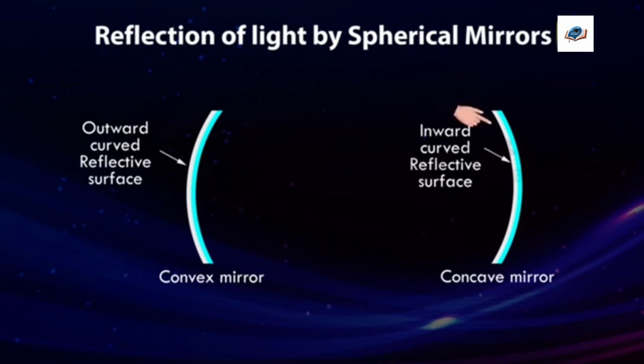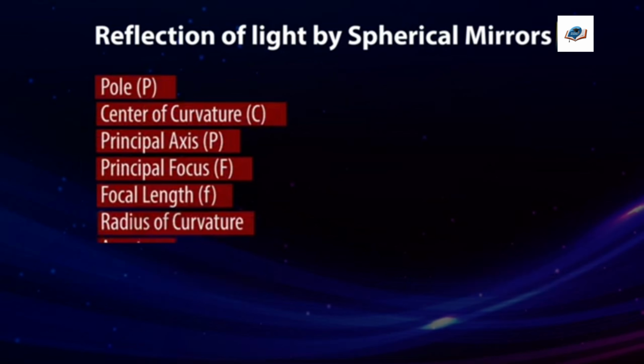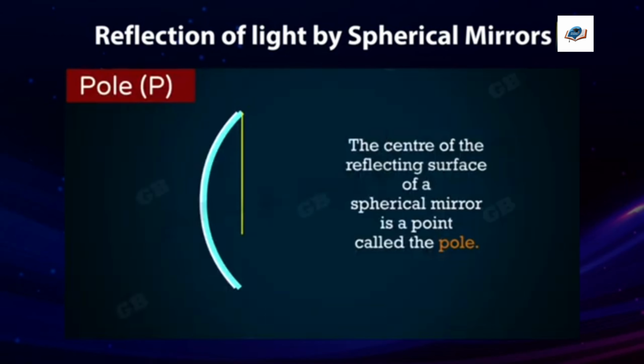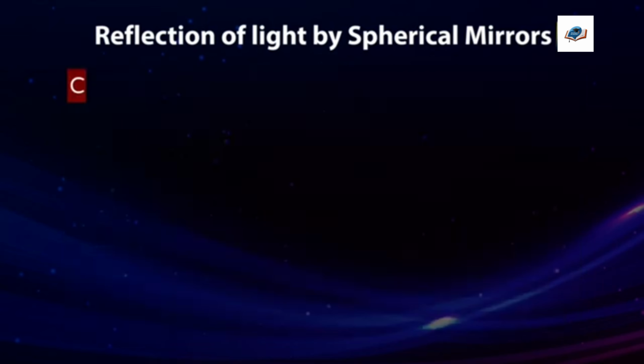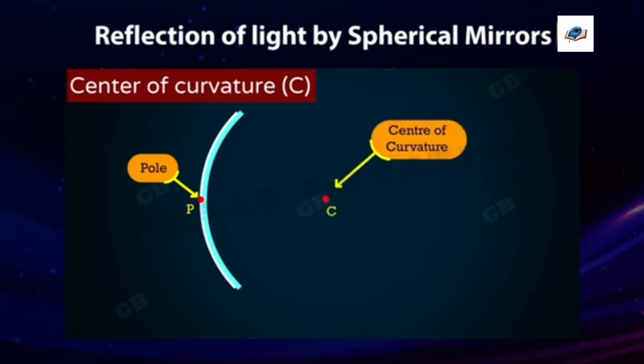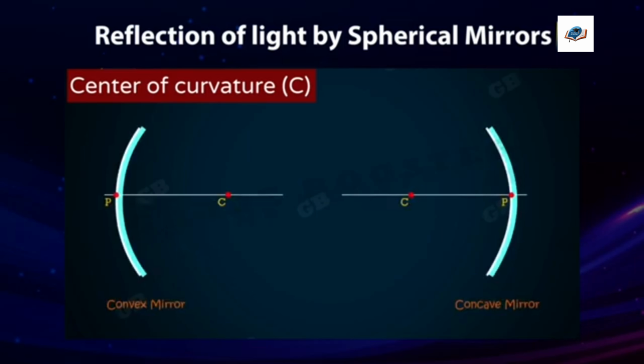To understand reflection by a spherical mirror, we need to know certain terms. Pole. The center point of the reflecting surface of a spherical mirror is called the pole. It lies on the surface of the mirror. The pole is denoted by the letter P. Center of curvature. The center of curvature is the center of the imaginary sphere from which the spherical mirror is derived. It lies behind the mirror in the case of a convex mirror and lies in front of the reflecting surface of a concave mirror. It is represented by the letter C.